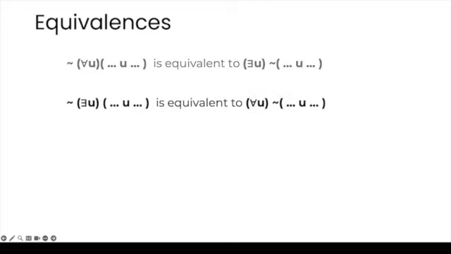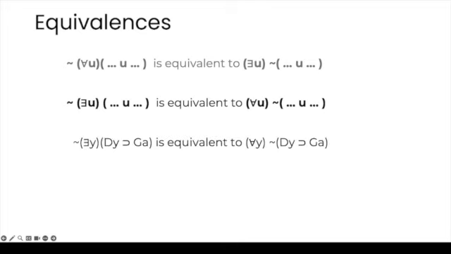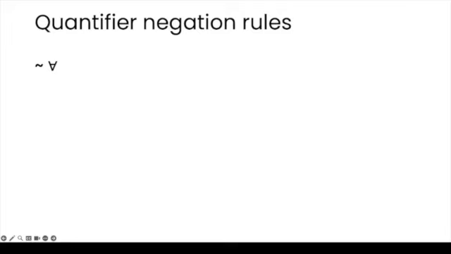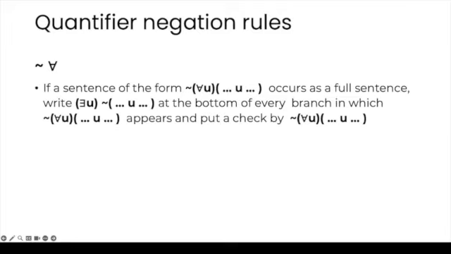Likewise, the negation of an existential is equivalent to a universal with a negated scope, which is a kind of sentence we can manage with our universal rule. Hence, the sentence to the left can always be replaced with the sentence to the right. So we can formulate our 2 new rules dealing with quantifier negation. Let's start with a rule for the negated universal. If a negated universal occurs as a full sentence, write the equivalent existential quantification of a negated formula at the bottom of every branch in which the first sentence appears, and then check it.